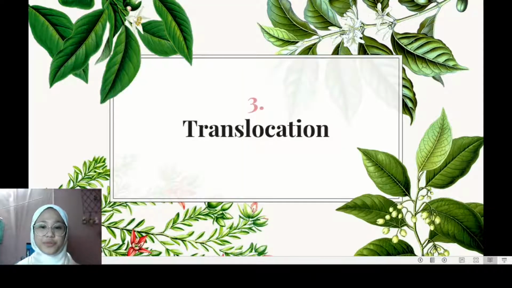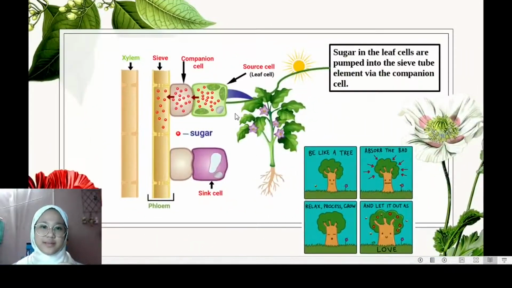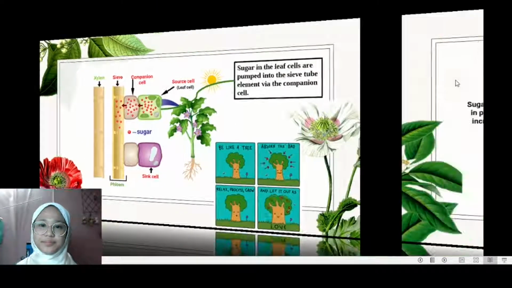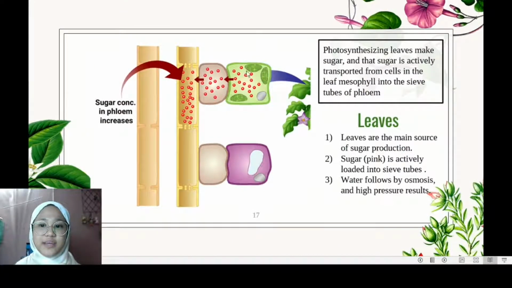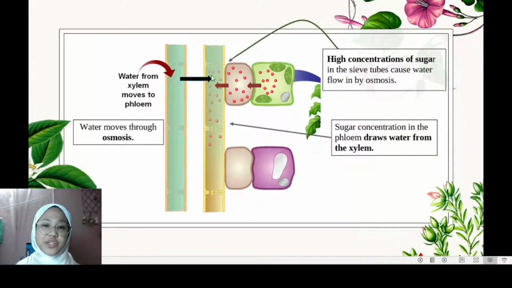Hi, now I am going to proceed with translocation. So, if the sugar is concentrated in the leaf, it will transfer out to the sieve tube via companion cell. So, leaves are the main source of sugar production. Sugar is actively loaded into the sieve tube and it will flow with the water. High concentration of sugar in the sieve tubes causes water to flow in by osmosis.